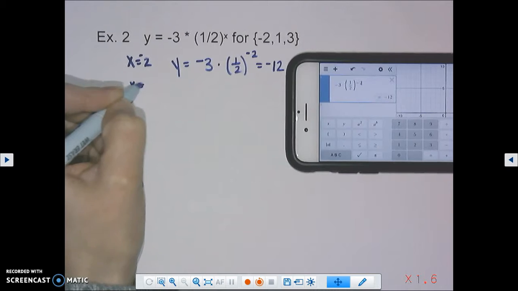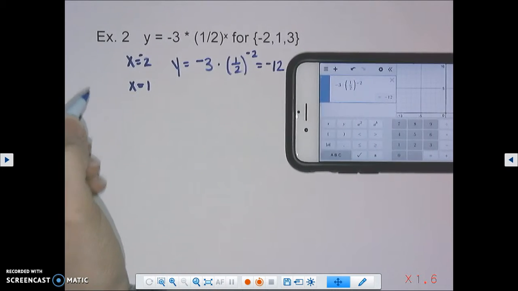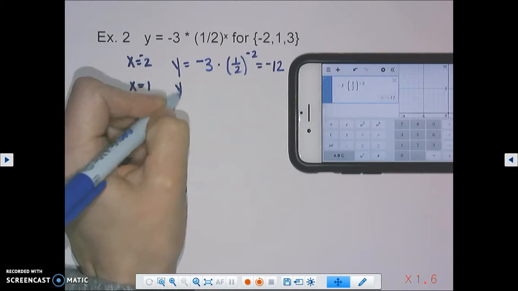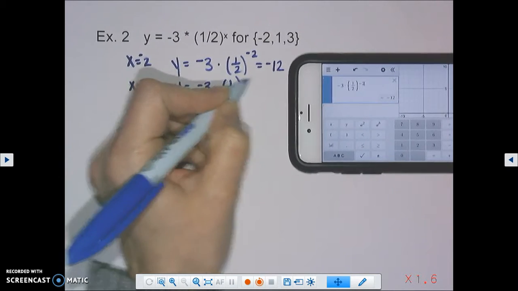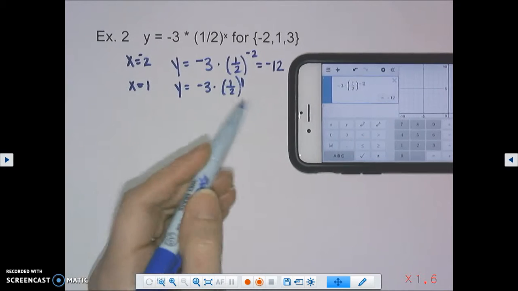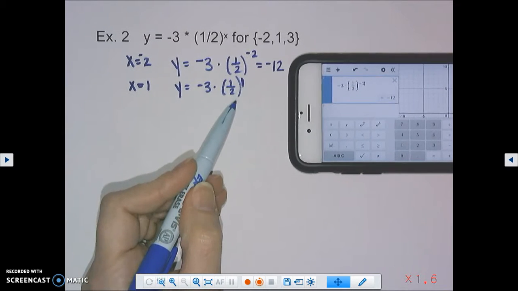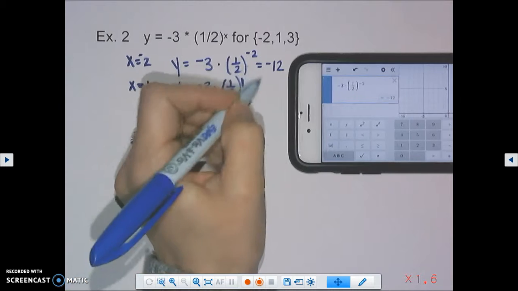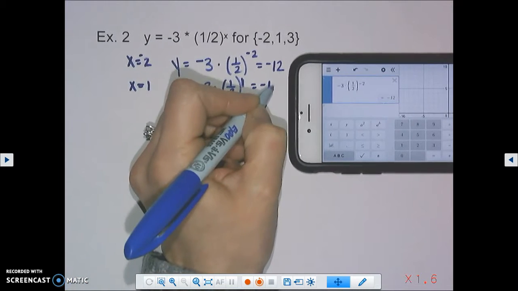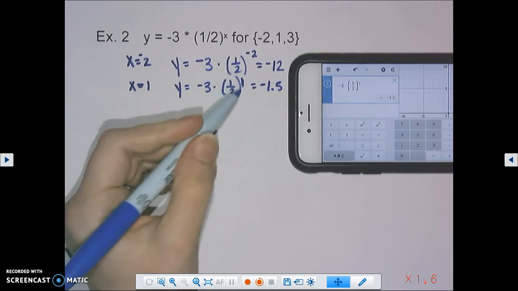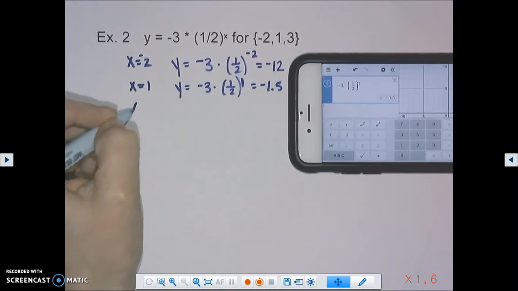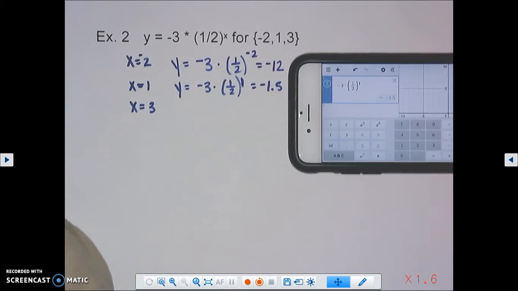The next value we're plugging in is a +1. 1/2 to the first power is just 1/2, and then multiplying that by that -3 is -1.5. If you don't trust your math skills, you can always double check it in the calculator by just going in and changing that -2 exponent to a +1. And then the last one that we're plugging in is x equals 3.